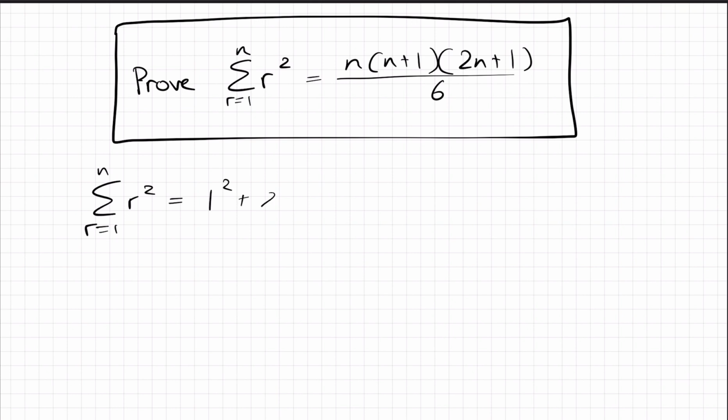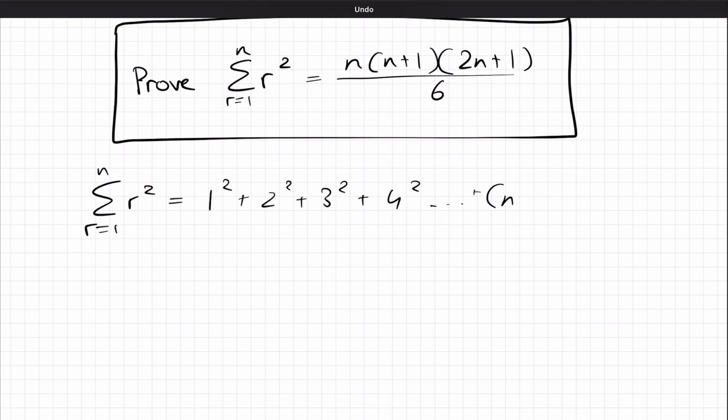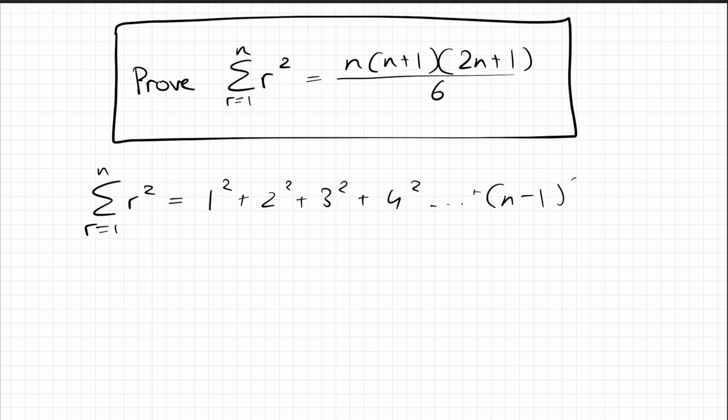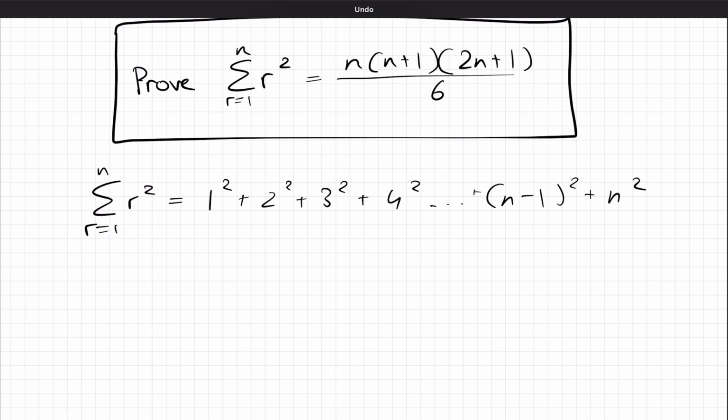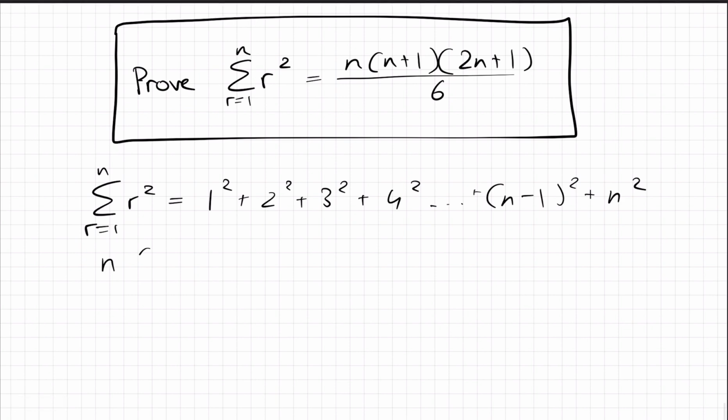So it's going to be 1 squared plus 2 squared plus 3 squared plus 4 squared, on and on, all the way up to n squared. Like so. So this is the sum we're working with, and it's defined for all positive integers n. So n is a natural number. And yeah, this is actually the result, in case you didn't know. But we're going to be getting to that.